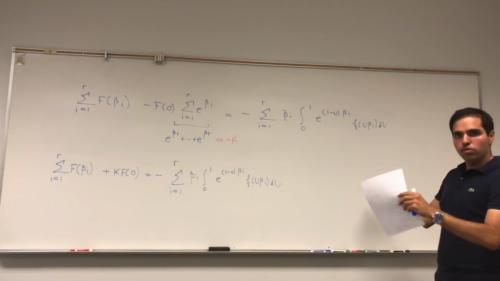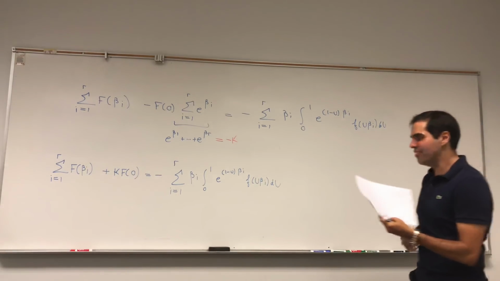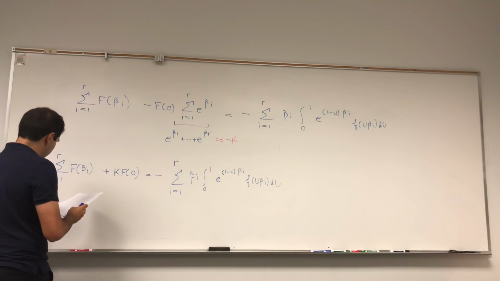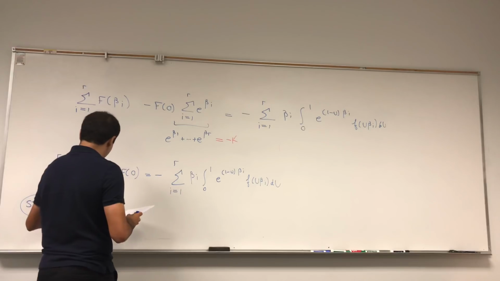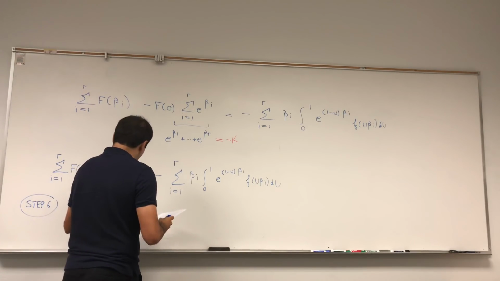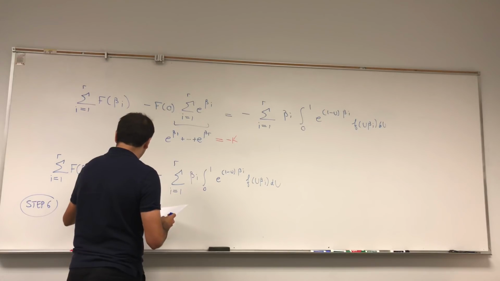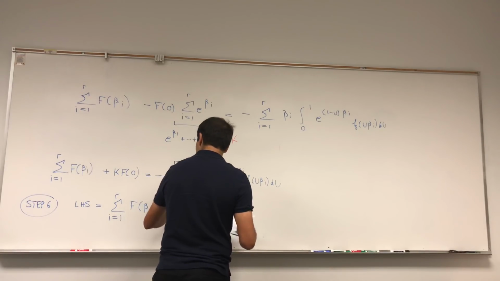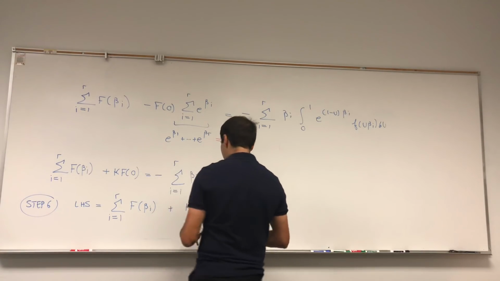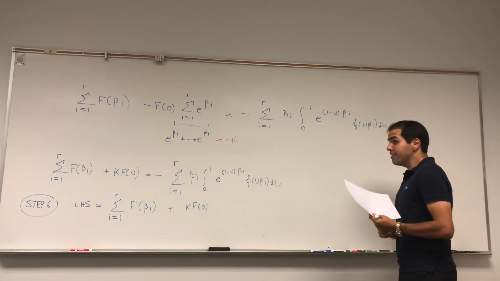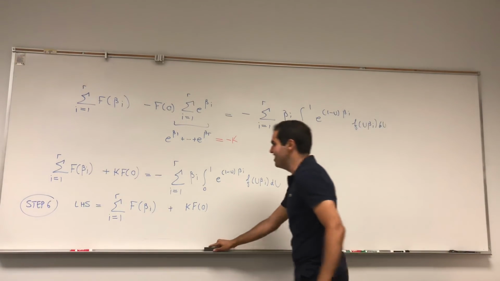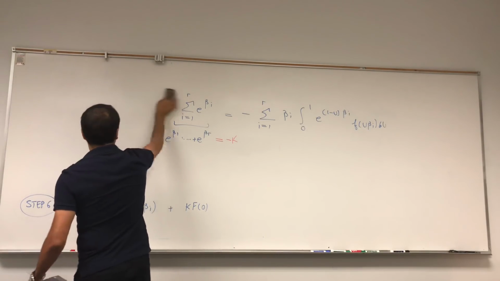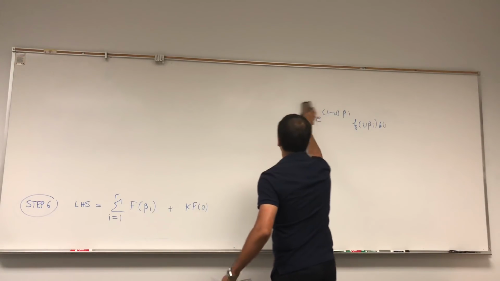And so we will deal with two things, first with the left-hand side and then with the right-hand side. So, step 6. So left-hand side, what was it? It was the sum from 1 to r of f of beta I, plus kf of 0. Great, but now let's actually use the definition of our capital F's. Recall that capital F was just a sum of a bunch of derivatives.